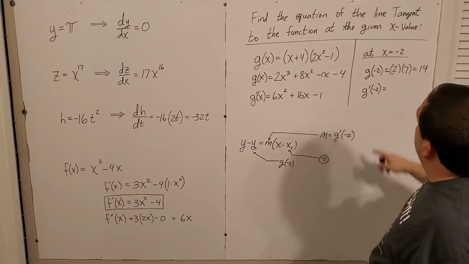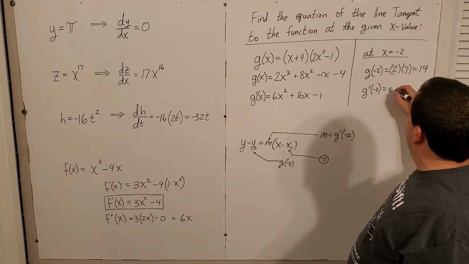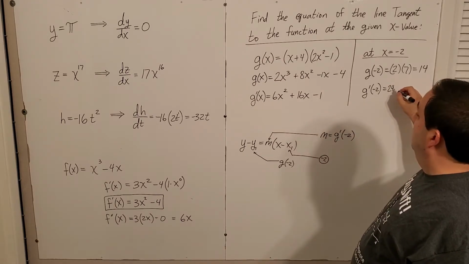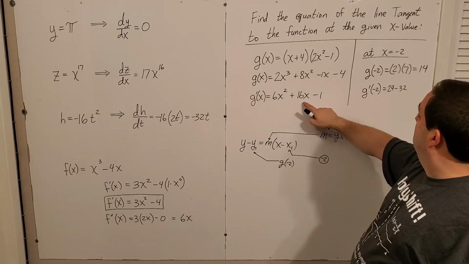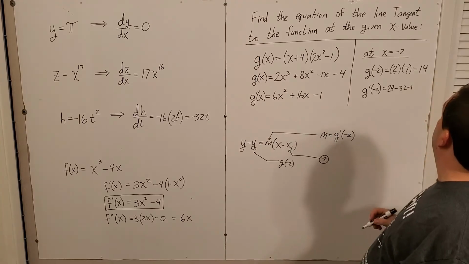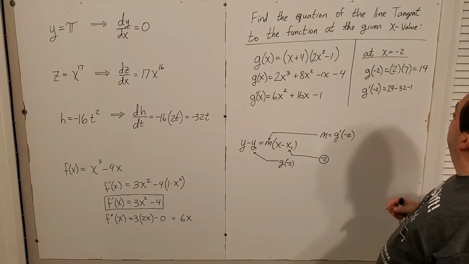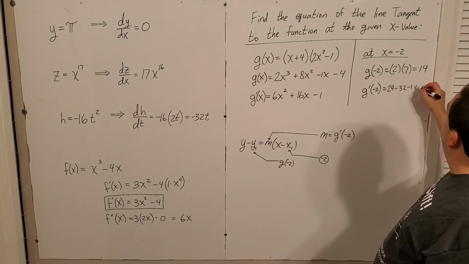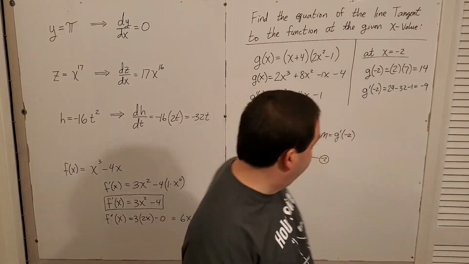Okay, good. G prime of negative 2, I'm going to have 24 minus 32 minus 1. Right? So I've got, let's see, 6 plus 2 is 8. So negative 9 total. Right? Negative 9.